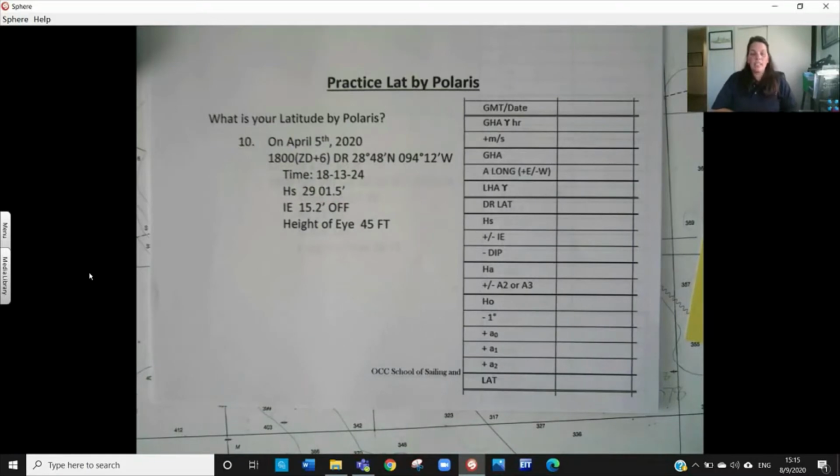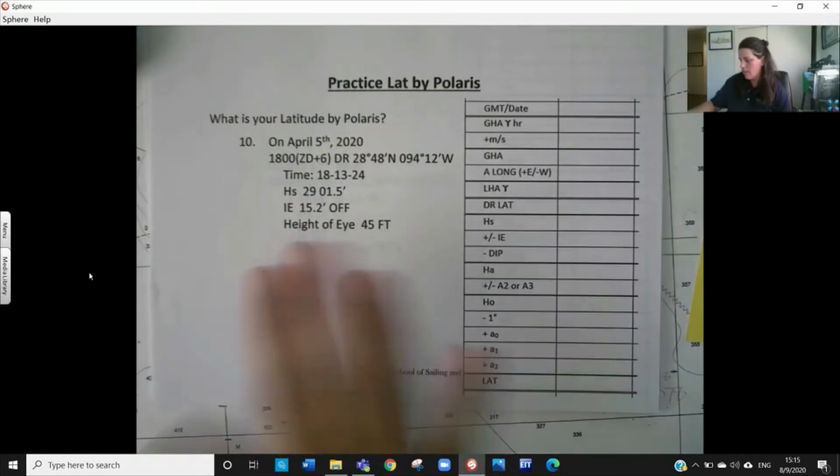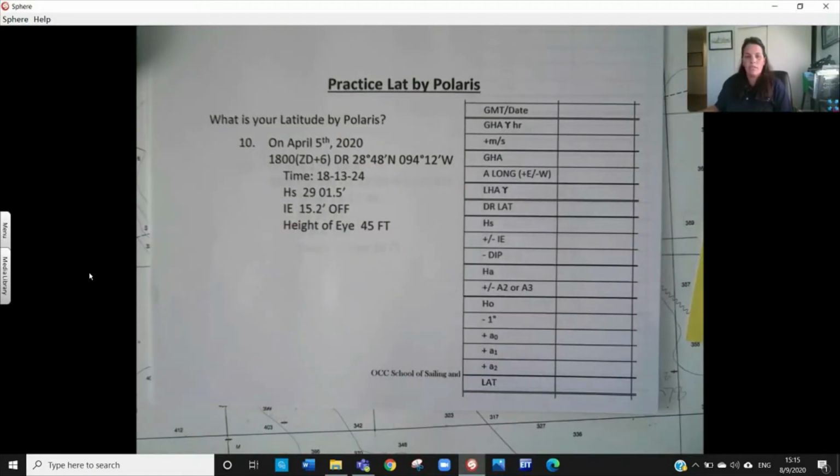Okay, so for the next part of the homework, we're going to be talking about Polaris and practicing latitude by Polaris. I'm going to do it on the answer sheets because we already have the site reduction form here. So let's get started on that.